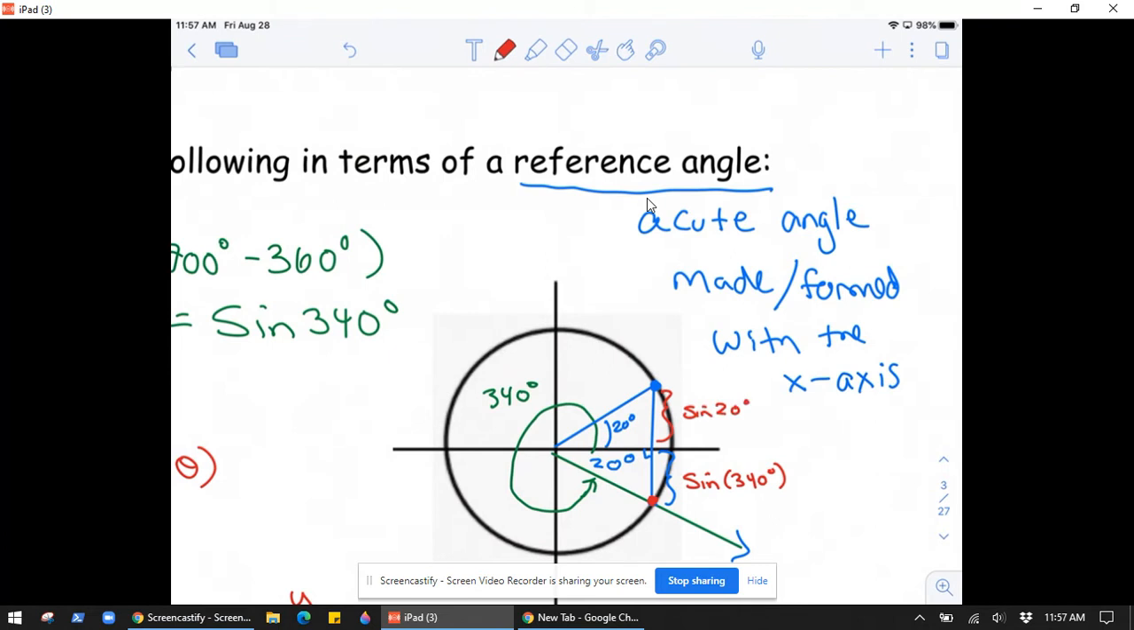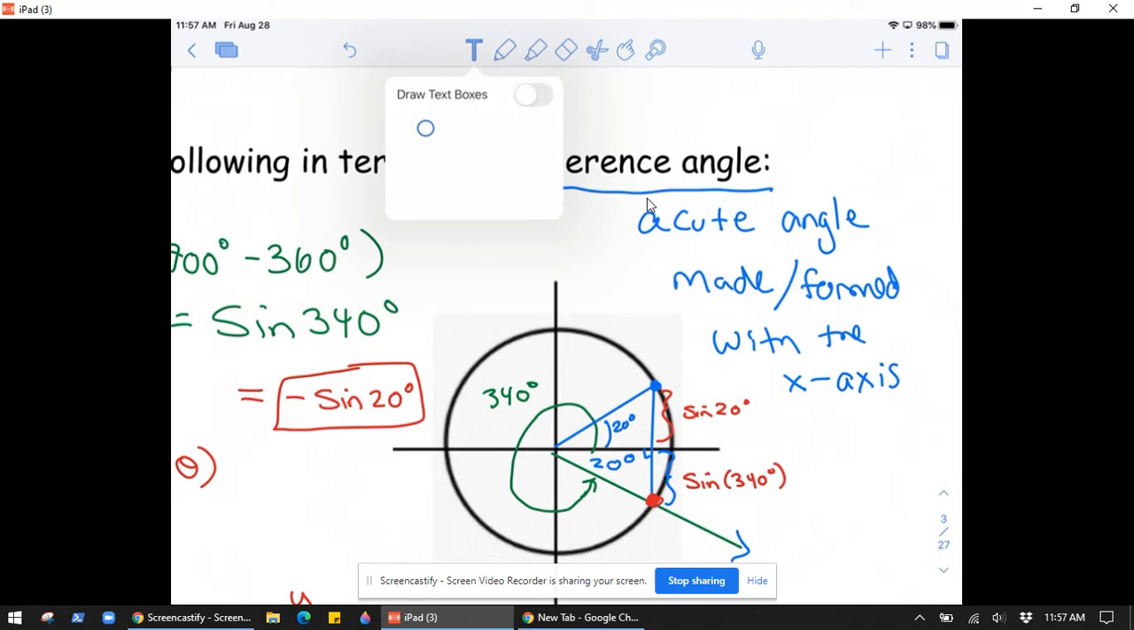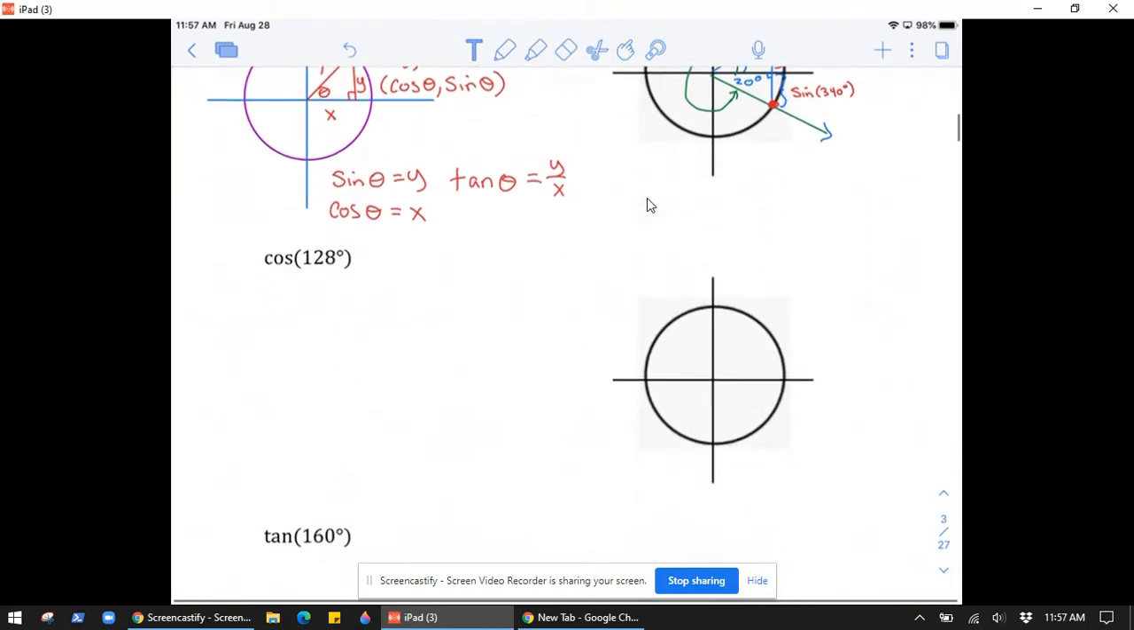So in order for me to correctly identify what the sine of 340 degrees is in terms of a reference angle, I can't write sine of 20 degrees because that's a positive y-coordinate. We have to negate it. Okay, the sine of 700 degrees is the same as the sine of 340 degrees, which is the opposite of the sine of 20 degrees. And note, 20 degrees is a reference angle. And we're done. That was the directions. Let's try with cosine.